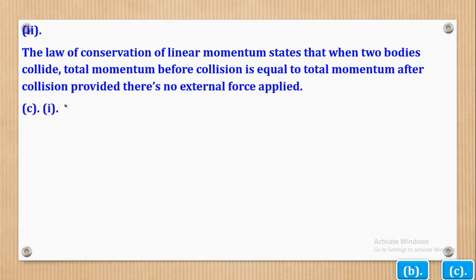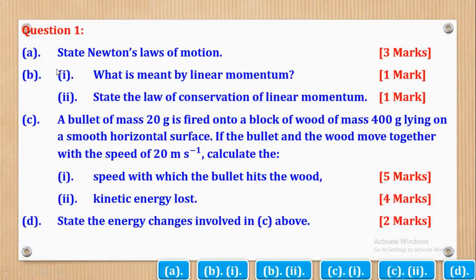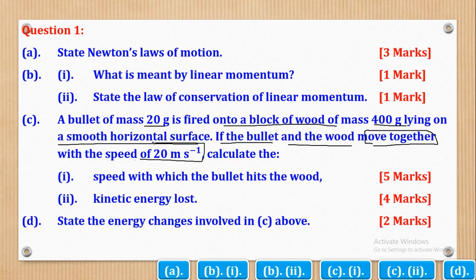So now we shall go to part C Roman 1. Part C says, a bullet of mass 20 grams, know that they are now using grams. A bullet of mass 20 grams is fired onto a block of wood of mass 400 grams lying on a smooth horizontal surface. If the bullet and the wood move together with a speed of 20 meters per second, calculate Roman 1, the speed with which the bullet hits the wood.